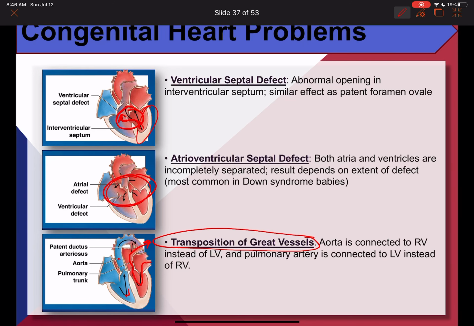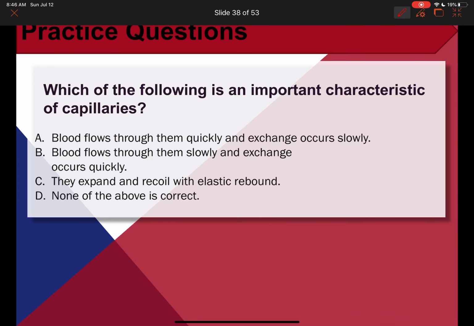Okay. All right, so let's go through. That's all I have for you for chapter 21. It's a long chapter. A lot of complicated stuff to go through. We'll go through these practice questions and we'll be done with this chapter.